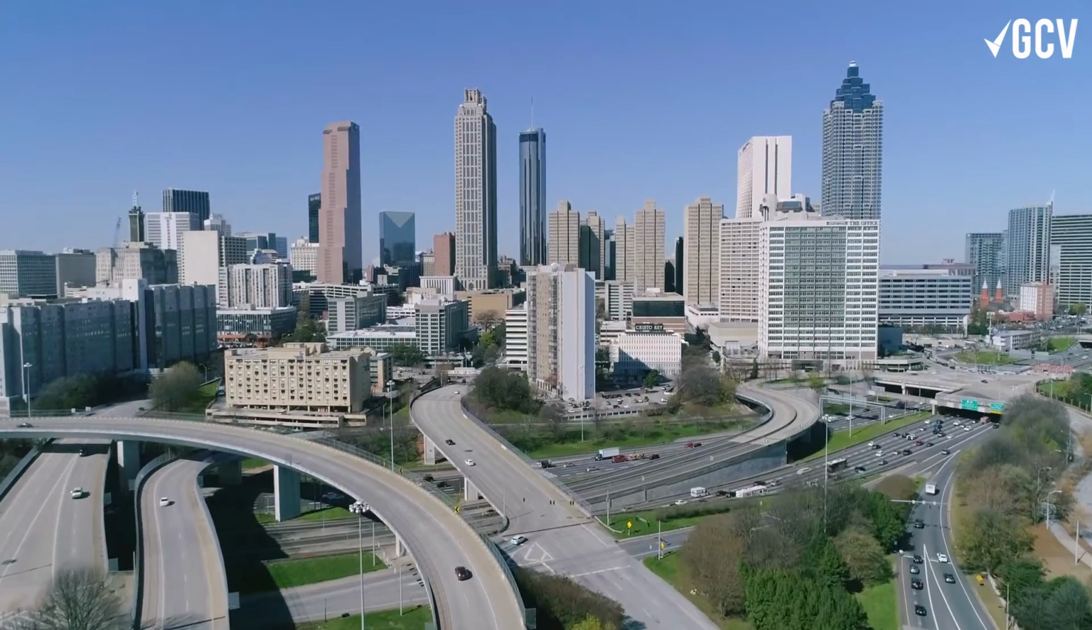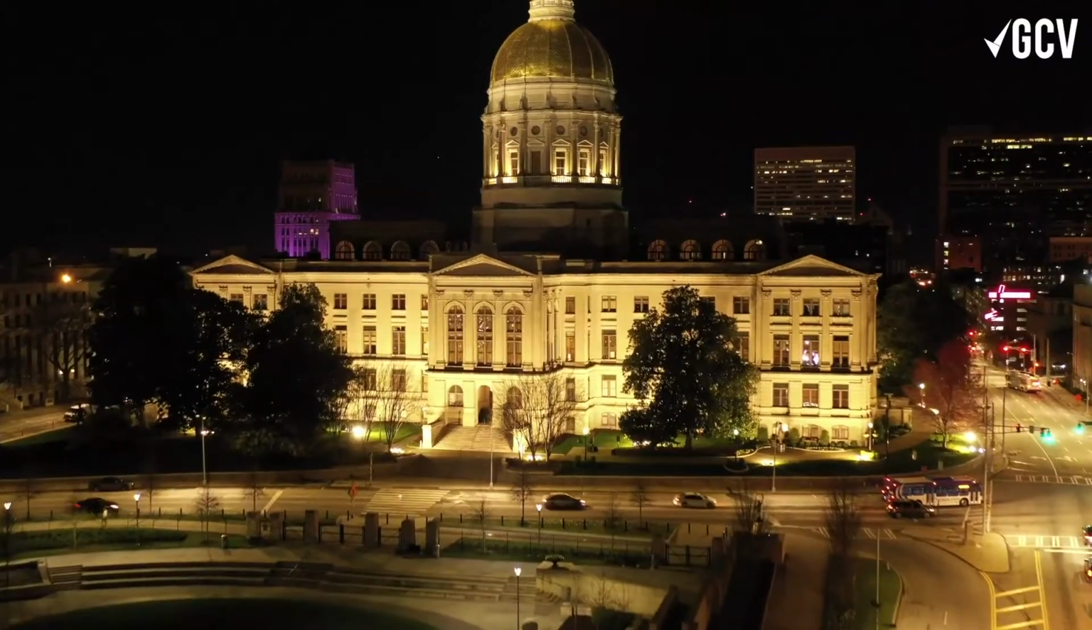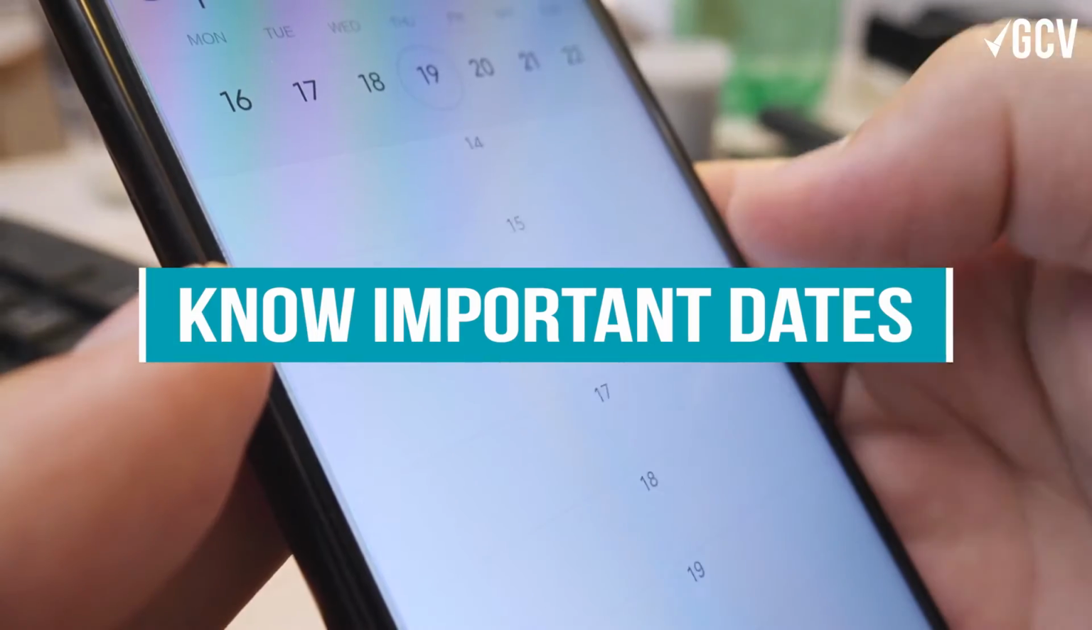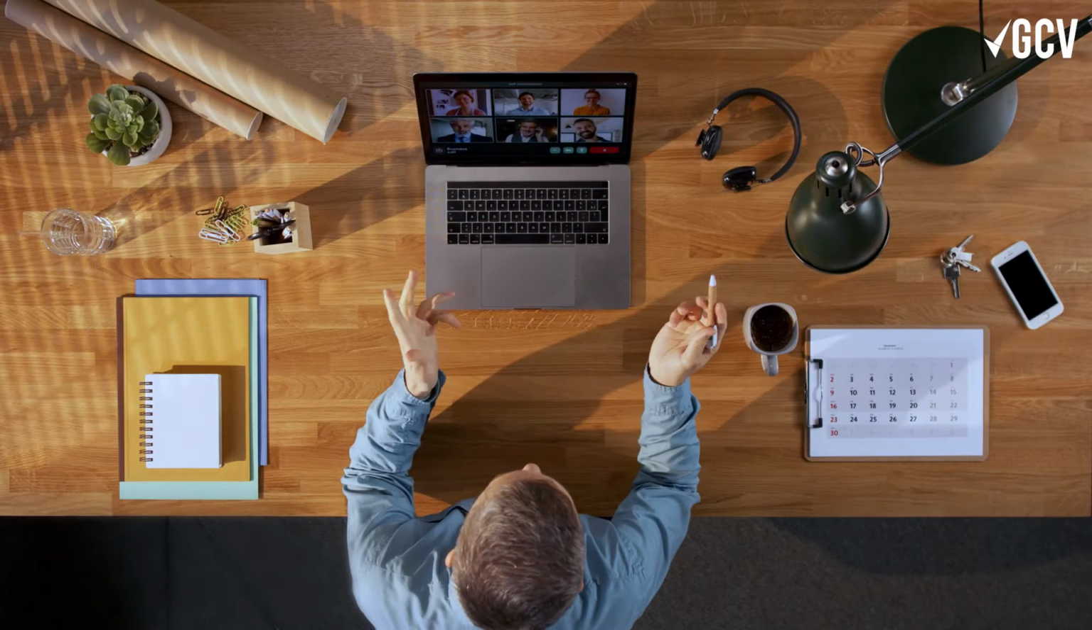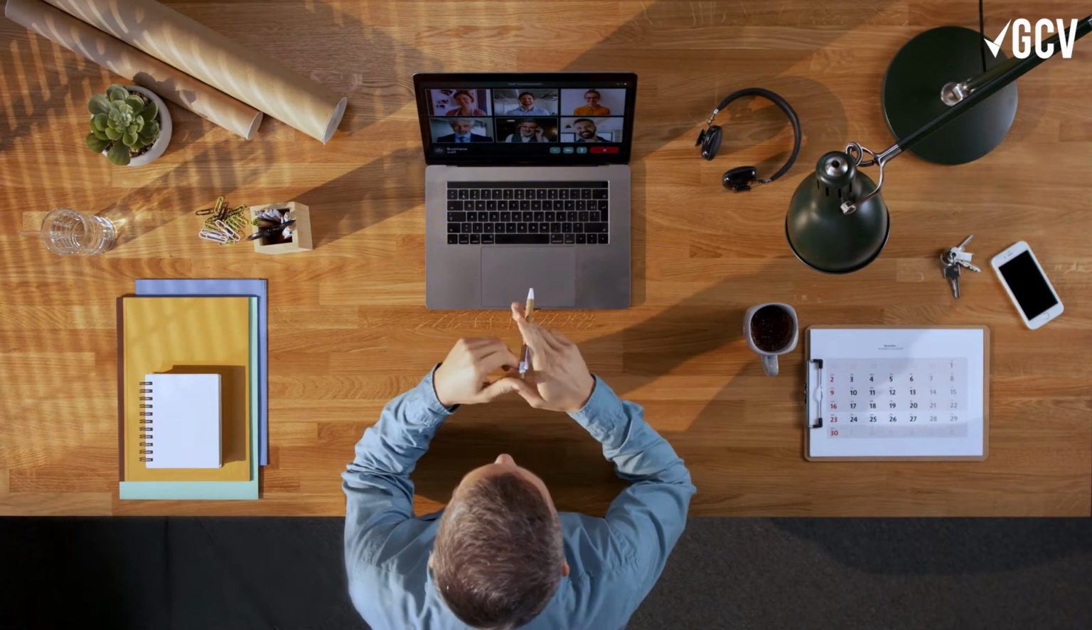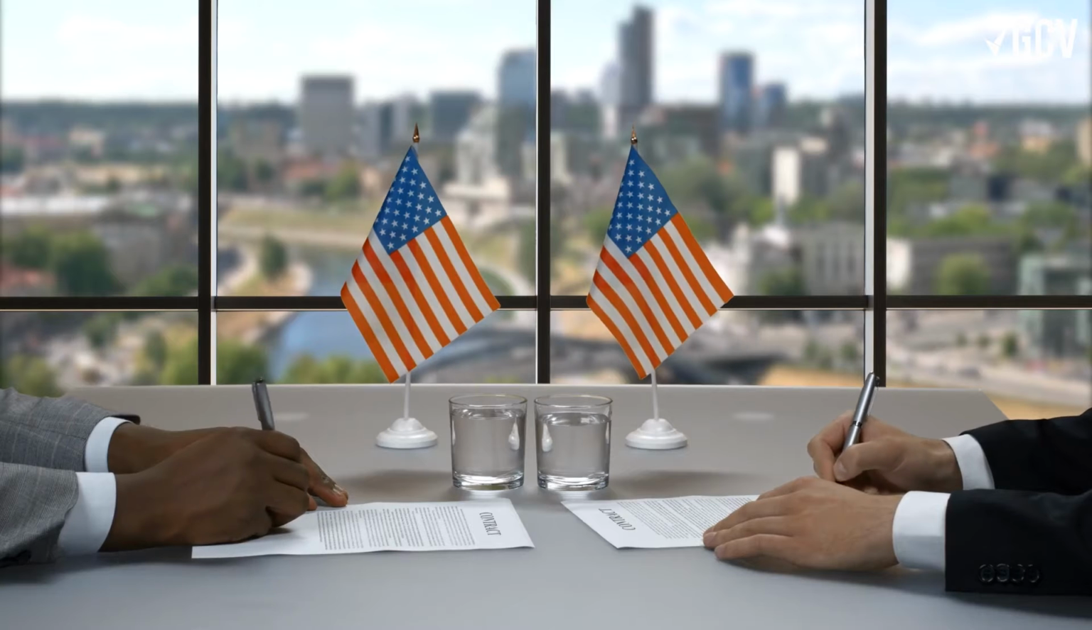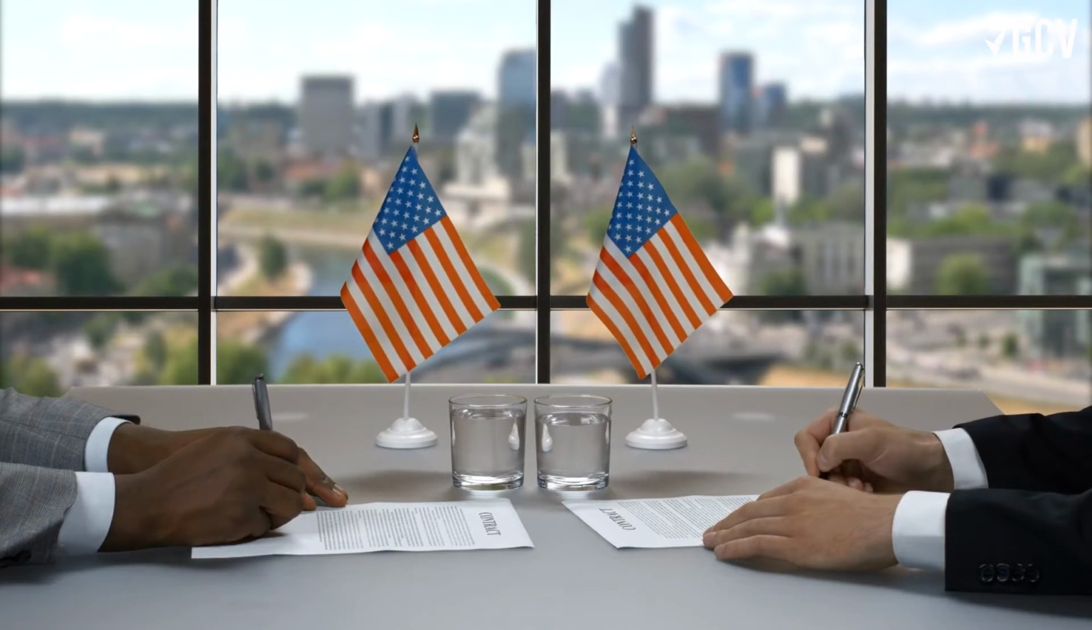The Georgia General Assembly convenes once a year, and each assembly period is 2 years. Now, some important dates on the legislative calendar. Crossover Day is the 28th day of the session and is the day when bills must cross over to the other chamber to remain alive for the year.